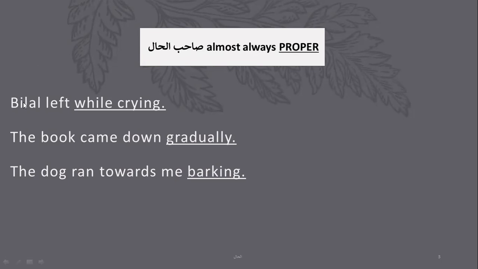Over here, you can see these examples. Bilal left while crying. So while crying, underlined, is your hal. The book came down gradually. How did it come down? Gradually, so that's your hal. The dog ran towards me barking. So how did the dog come towards me? It came barking. So these are your hal.